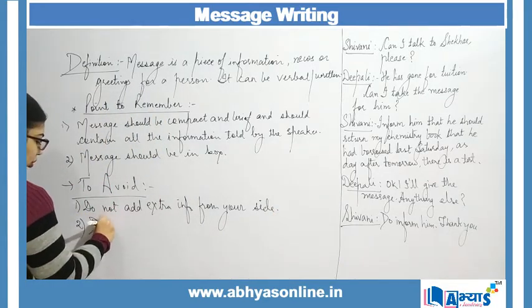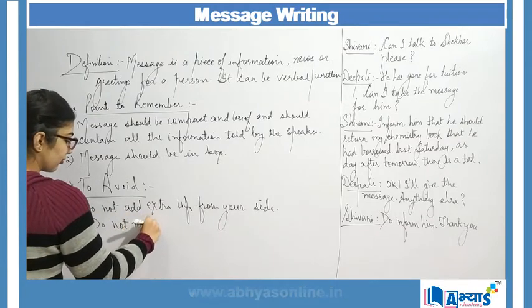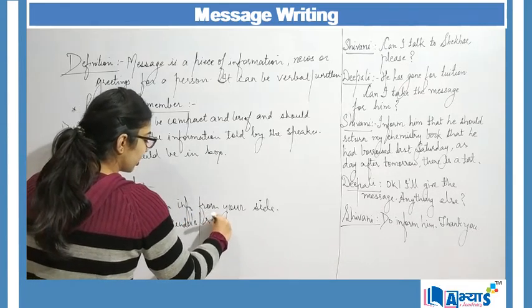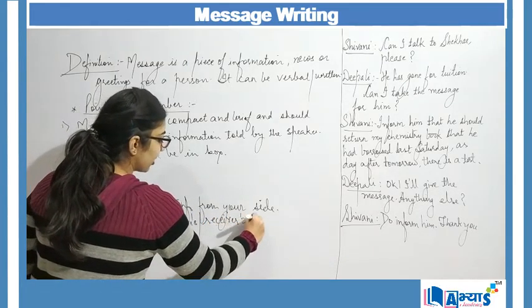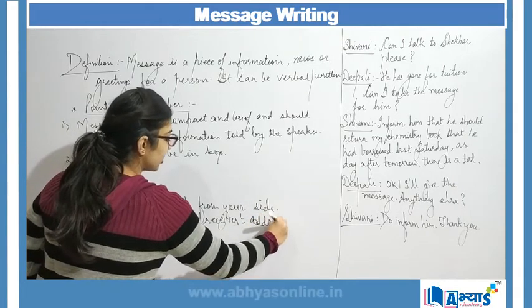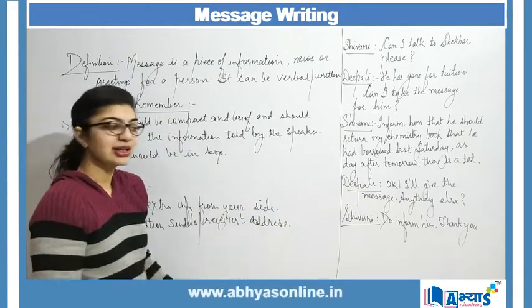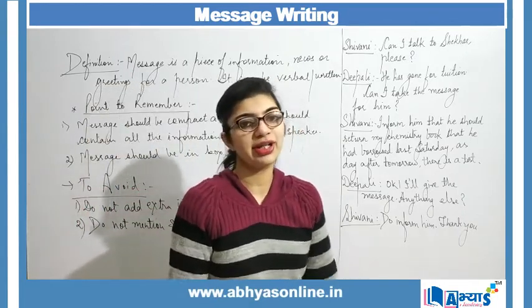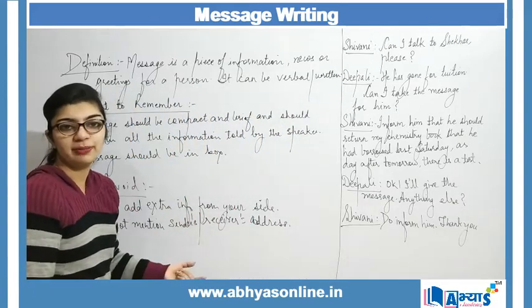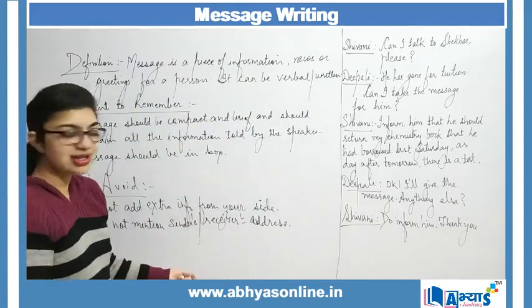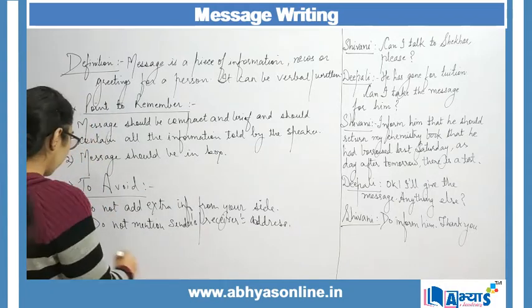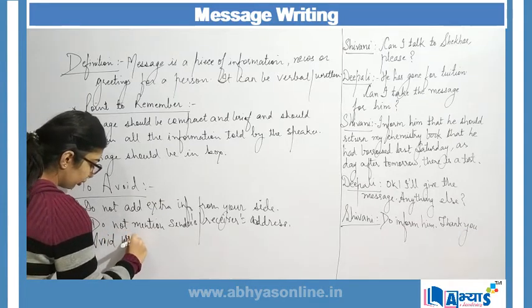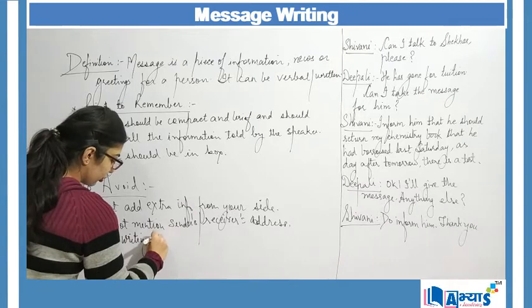Second, do not mention the sender's or receiver's address. We do not mention the sender's or receiver's address in message writing. This is only mentioned during the writing of a formal or informal letter. While writing a message, we do not mention the address. So these are some of the points that you need to avoid. And then avoid writing long stories.